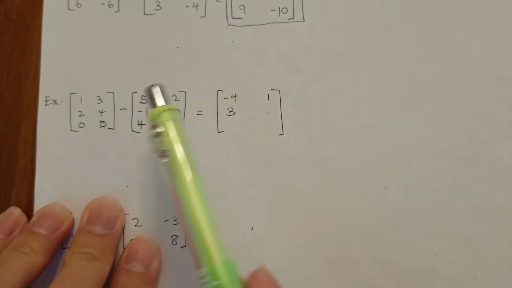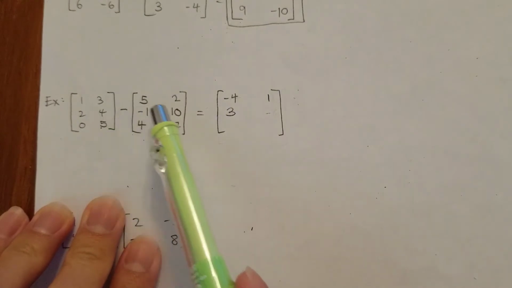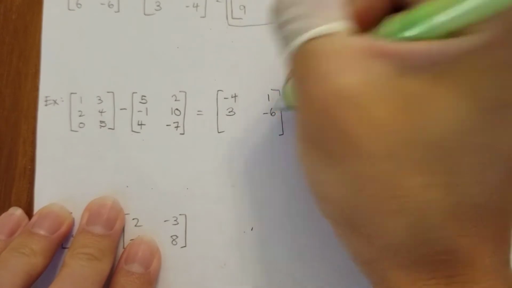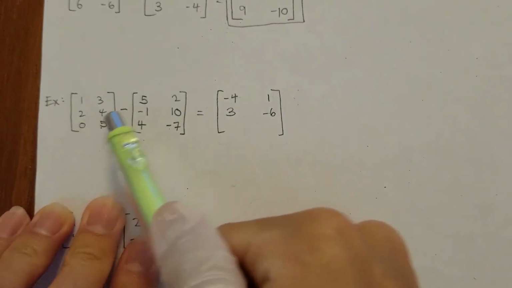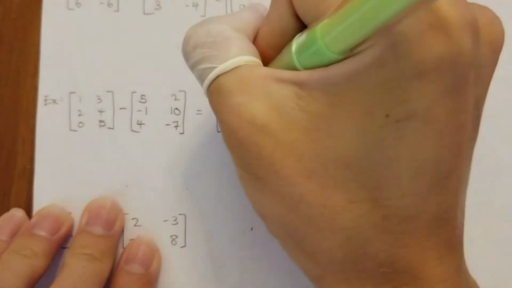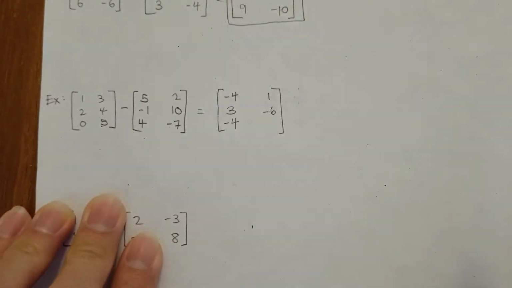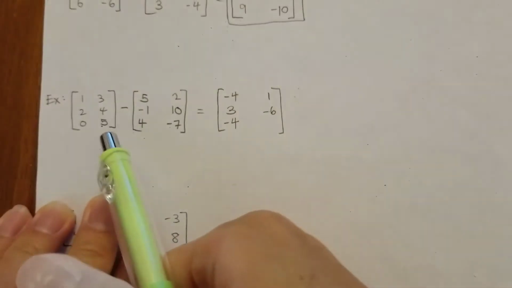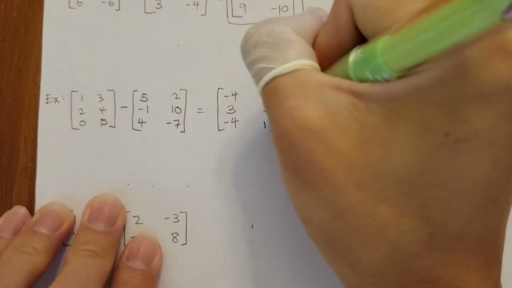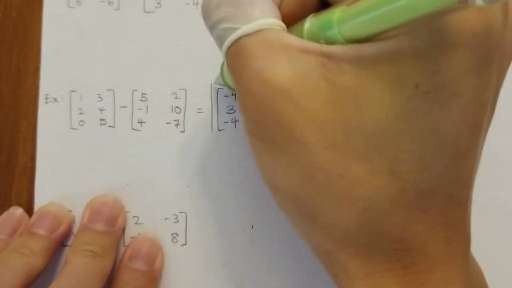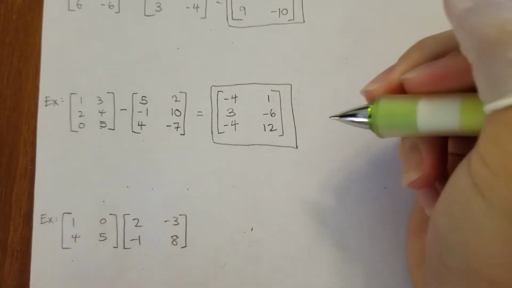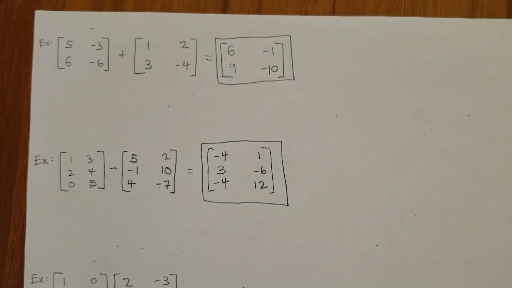Okay. 4 minus 10. So this is going to be negative 6. 0 minus 4 will get you a negative 4. And 5 minus a negative 7. So that's 5 plus 7 is going to be 12. And that's it. That's basically all you have to do when you're adding or subtracting matrices.